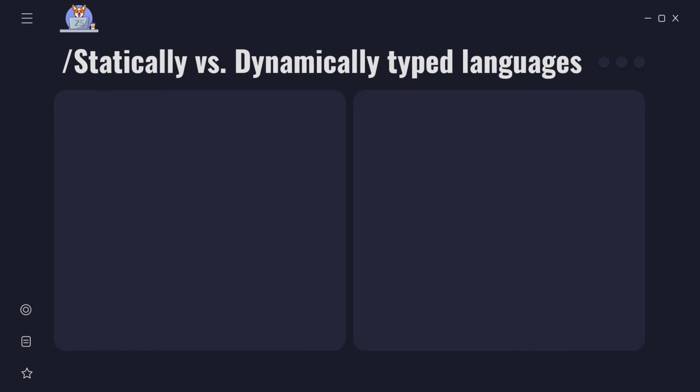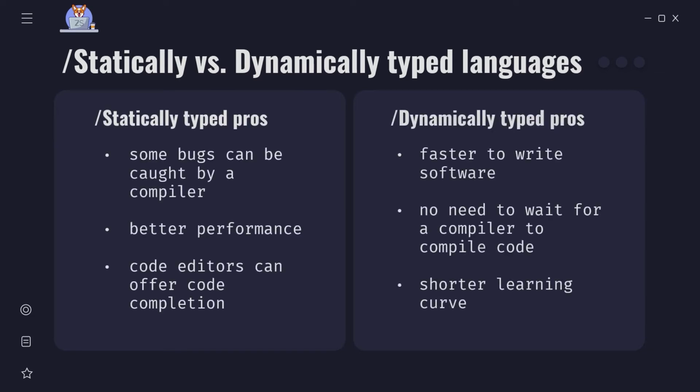There are always pros and cons using dynamically or statically typed languages. Some pros for using a statically typed language are that a compiler can catch some bugs, better performance, code editors can offer code completion, etc. Some pros of using a dynamically typed language: it's faster to write software, no need to wait for a compiler to compile code, and a shorter learning curve.